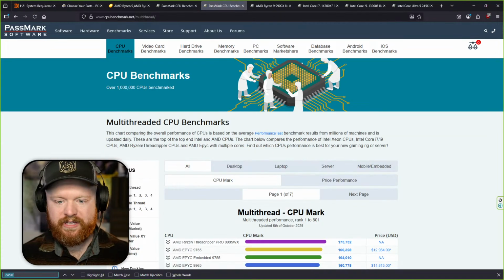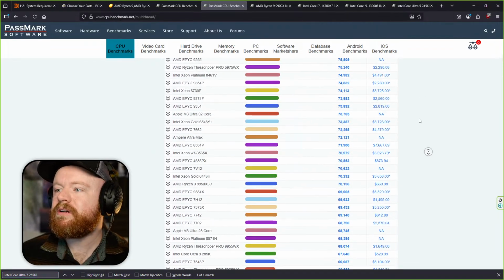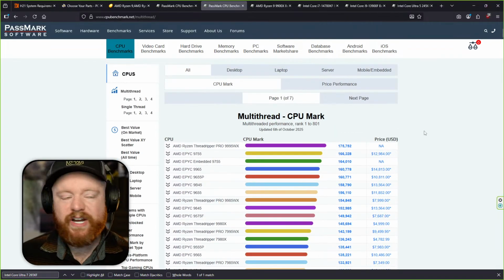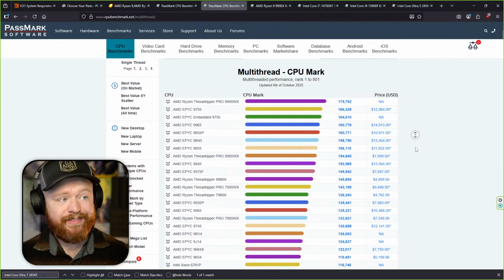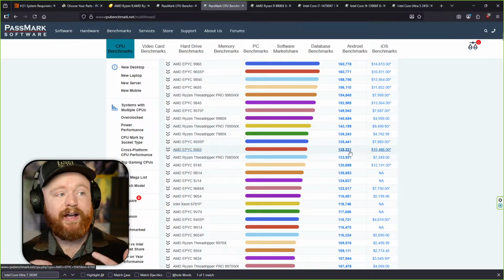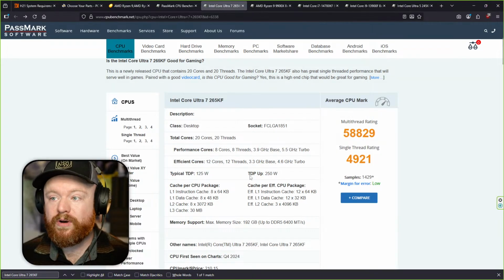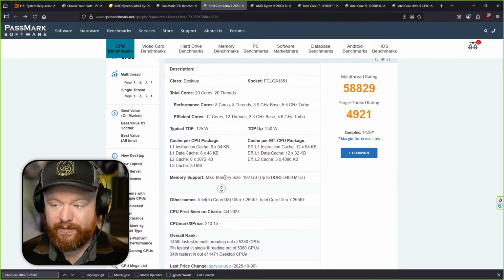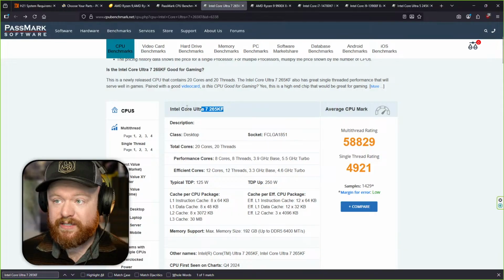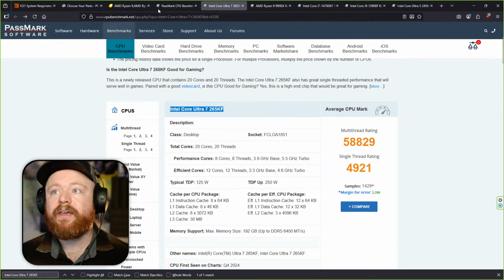I'll go here and I'll keyword search. We're at a 58,000 score, and frankly, that's pretty good. It's still on this list, which means that it's a pretty decent multi-thread performance. That's a good deal, right? Because decent multi-thread, really good single core performance, that's exactly what we're looking for. So in this case, let's say that we want to do this CPU, the Intel Core Ultra 7.